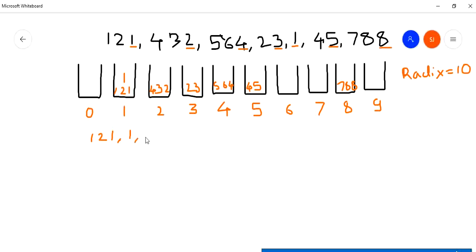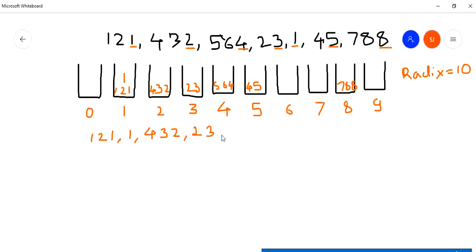Then the next bucket, that is the second bucket, you are having 432. In the next bucket, the third, you are having number 23, so keep that 23 here.